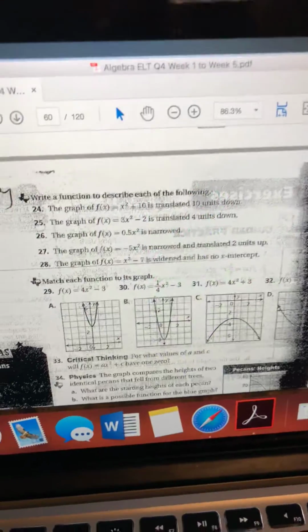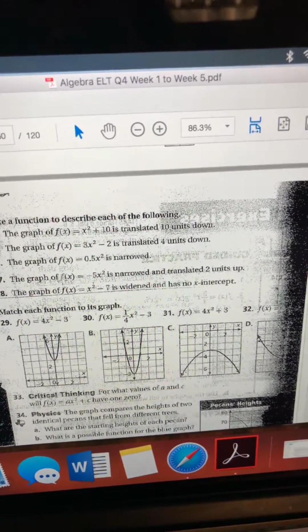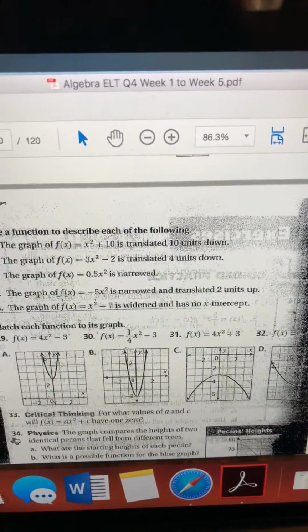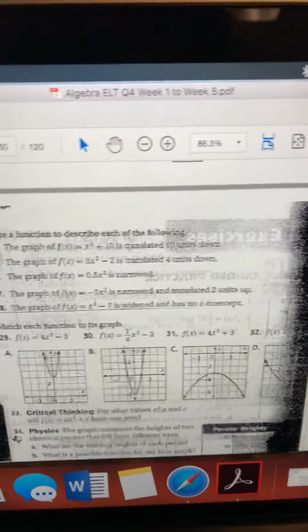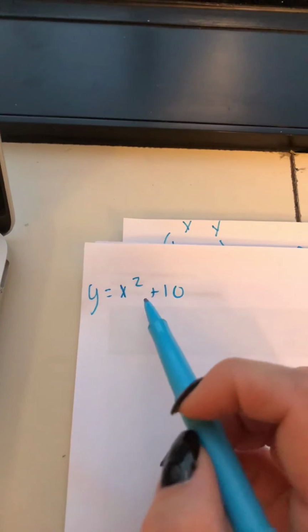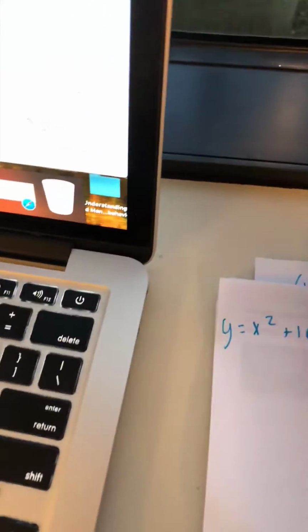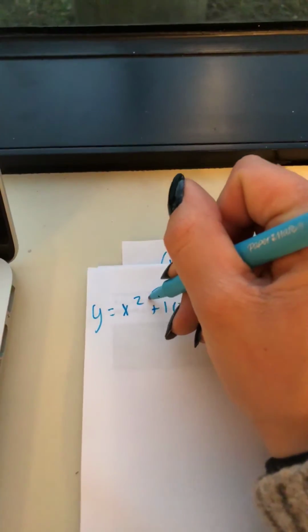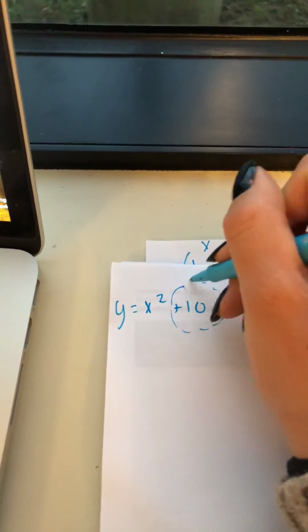So we're going to focus on some transformations today. As I look at number 24, it says x squared plus 10 is translated down 10 units. So I know that y equals x squared plus 10. 10 units down is going to go ahead and affect my y-intercept.